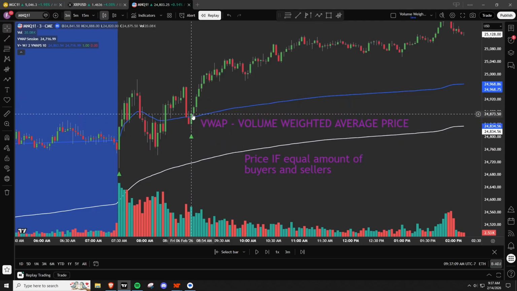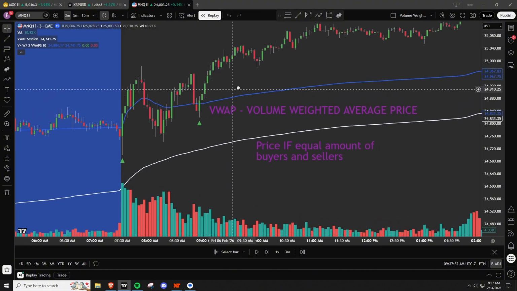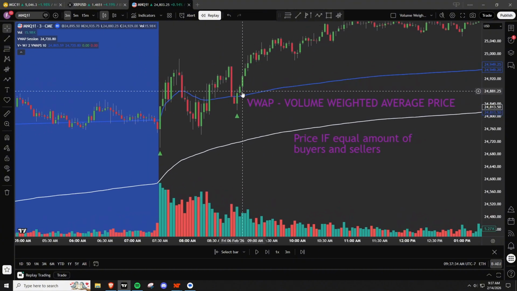So for instance here, price closes on this candle at 875.50. VWAP says, well, if there was an equal amount of buyers and sellers, the value would actually be at 863.94. And so there's a difference, right? We have what people are actually paying versus what the VWAP is.